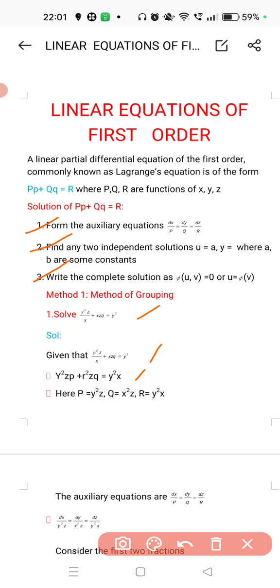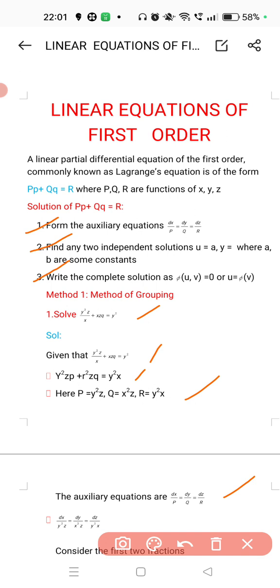And now name the quantities P, Q, R. So capital P is y square z, capital Q is x square z and capital R is y square x. Now form the auxiliary equations. What is the formula for the auxiliary equation? dx by P is equal to dy by Q is equal to dz by R.